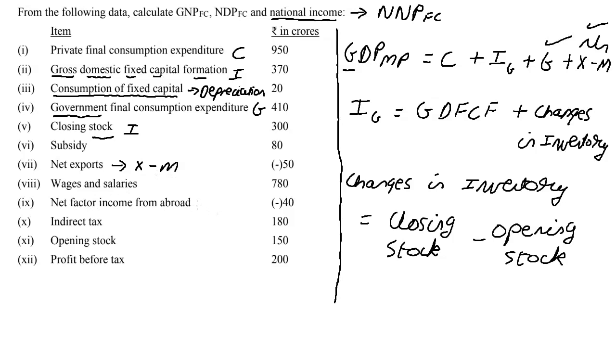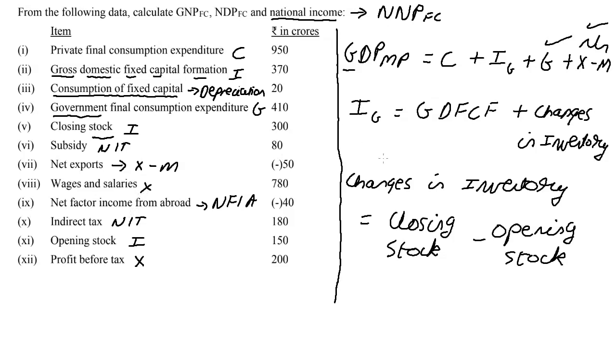This is net factor income from abroad. We write it as NFIA for short, and we'll be using it going forward. Indirect tax again is part of our calculation towards factor cost, where we subtract net indirect taxes. For now I'm just going to label these as NIT, and I'll give you the formula for NIT going forward. Opening stock again is part of investment. And we've been given profit before tax, which comes as part of our income method calculation and not expenditure. So for now we do not need these two line items.